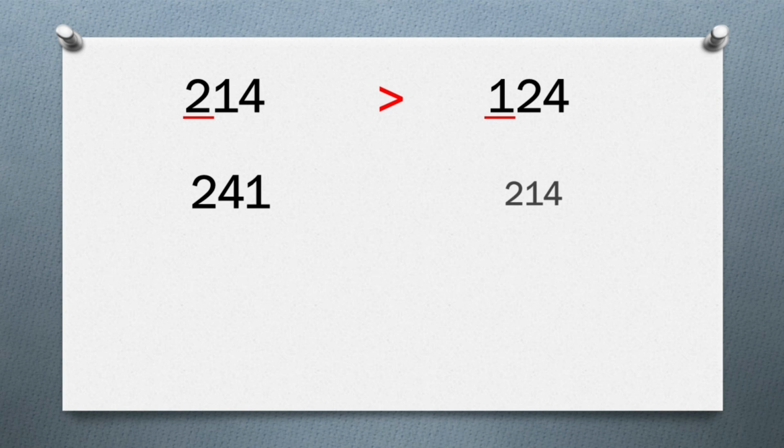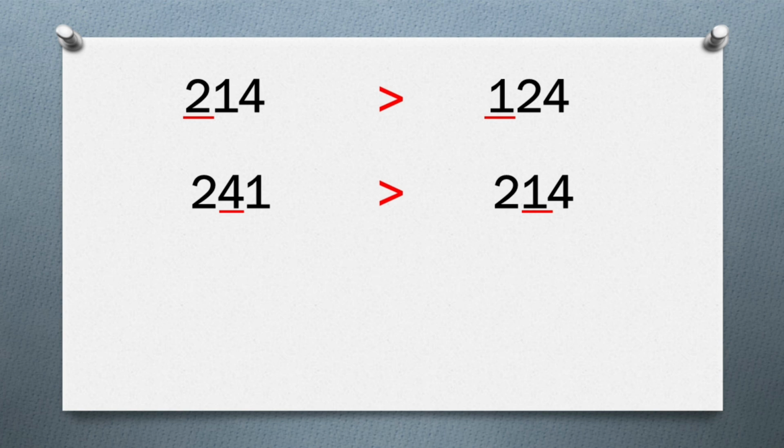Now what if the first digits of both the numbers are the same? In that case, we will compare the second digits of the numbers. In this case, the second digit 4 of the first number is greater than 1, which is the second digit of the second number. So 241 is greater than 214.